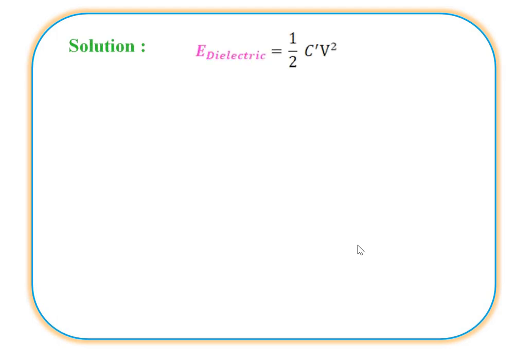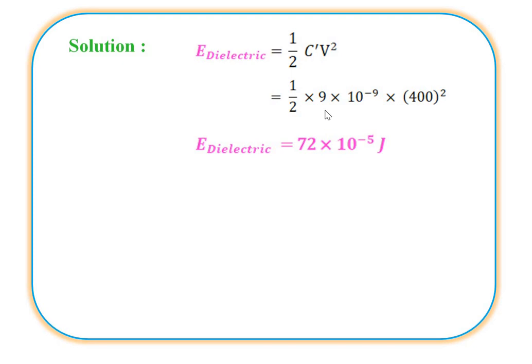Similarly, for the energy with the dielectric, that means 1/2 C dash into V square. Putting the values of C dash and V in this formula, we can write 1/2 into 9 into 10 raised to minus 9 into the voltage, that means 400 bracket square. Solving this, we have the value 72 into 10 raised to minus 5 joule.